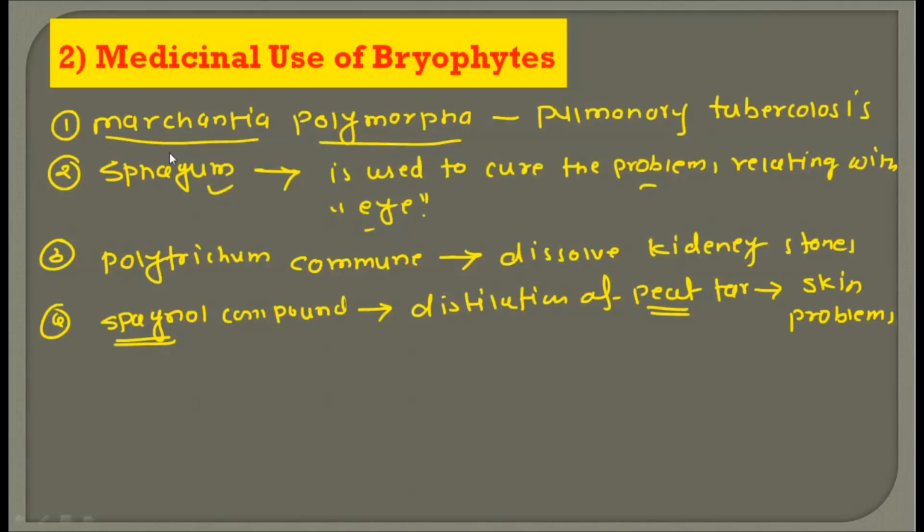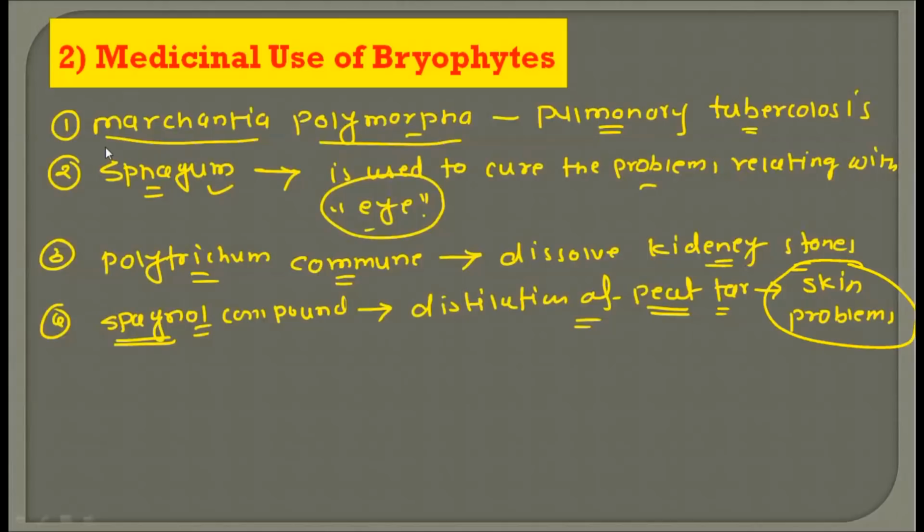All right. So we have here the Marchantia polymorpha, which is used in pulmonary tuberculosis. Then we have sphagnum, which is used in the problems relating with the eyes. Then we have Polytrichum commune, which dissolves the kidney stone, and sphagnol compound, which is the product of distillation of the peat tar, is used in the skin problem. So all these are the medicinal uses of the bryophyte.